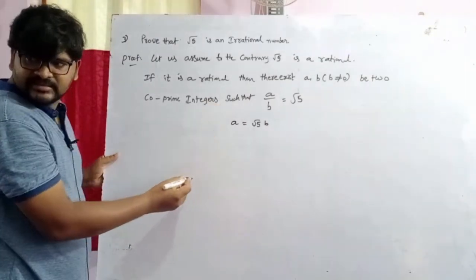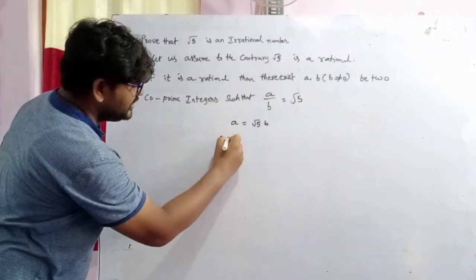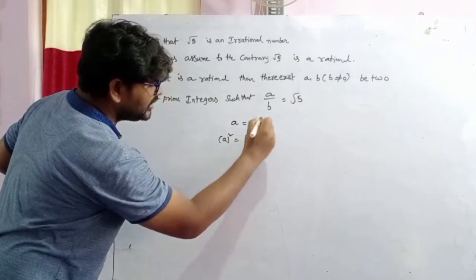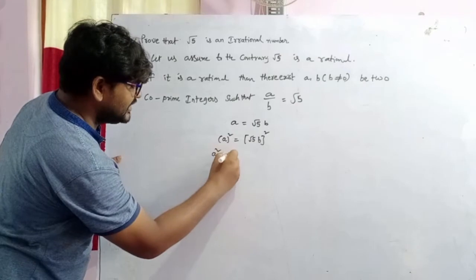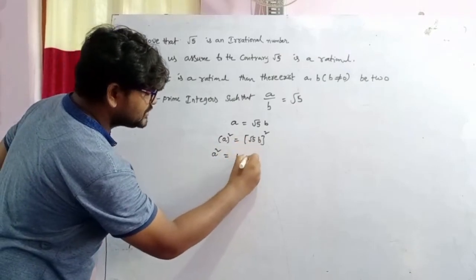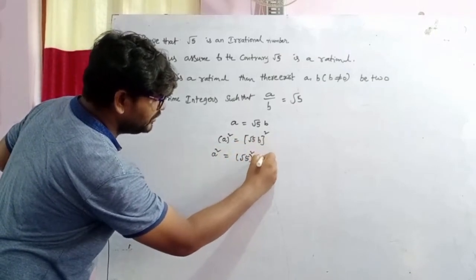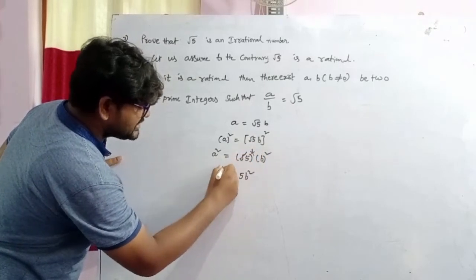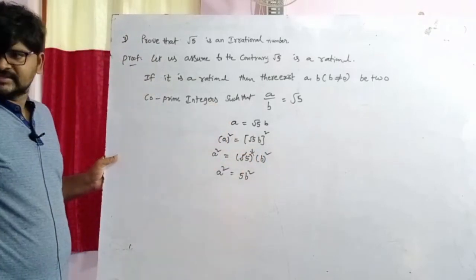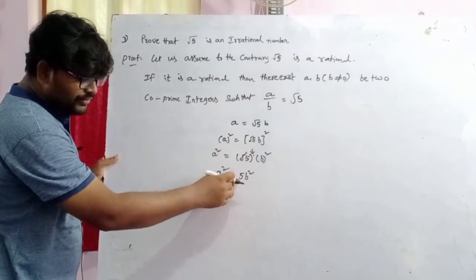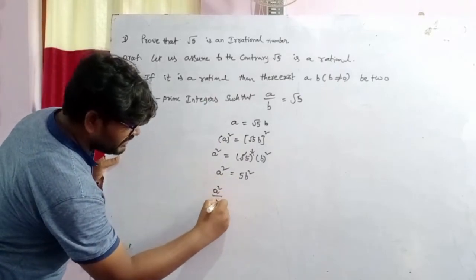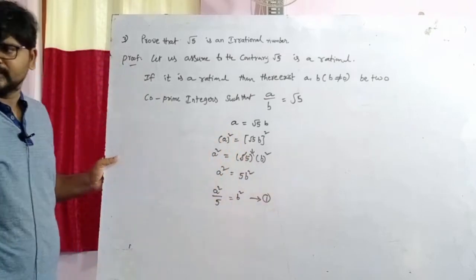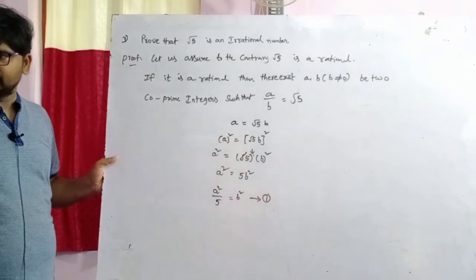Squaring on both sides. Here a square equals (root 5 into b) whole square. So a square equals root 5 whole square into b square. Square root cancel. So 5b square. A square equals 5b square. Here 5 is multiplied, going to this side, divided by. A square by 5 equals b square. This is equation number 1. Clear?